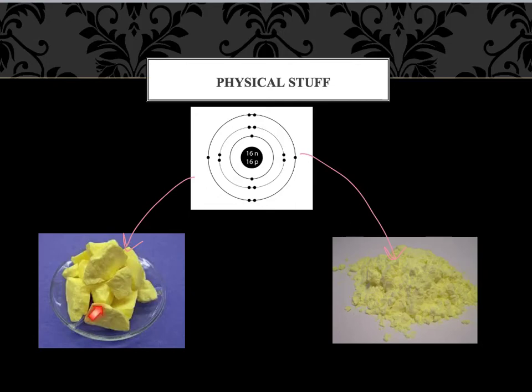Here we have large chunks of sulfur, then we take it and we crush it down and it turns into a powder. But both of them are still the exact same thing with the same properties because they have the exact same atoms. Okay, nothing's changed there.